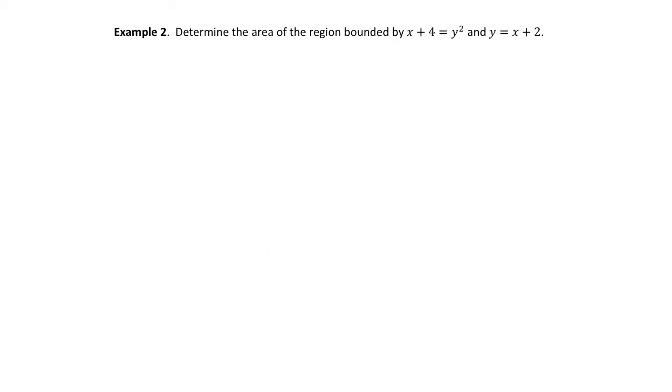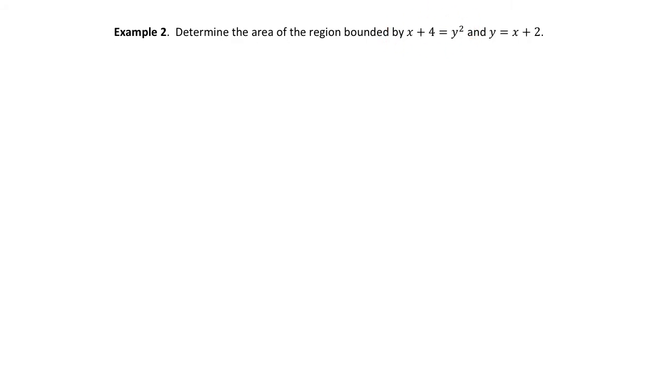Okay, for our next example, we want the area of the region bounded by x plus 4 equals y squared and y equals x plus 2. Now this one's a bit deceiving in my mind because the second function is written in terms where y is a function of x. Here's an x value. You should be able to plug it in right away and get the y value. The first equation is not so much.